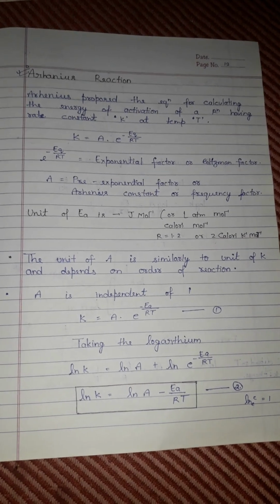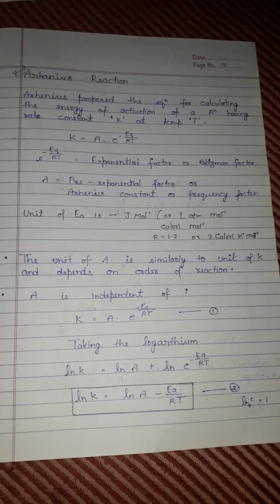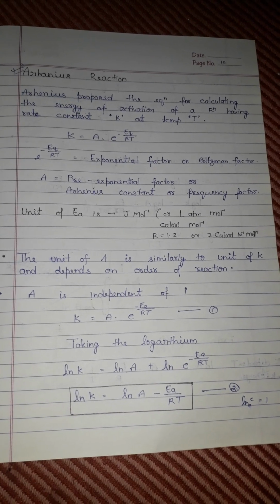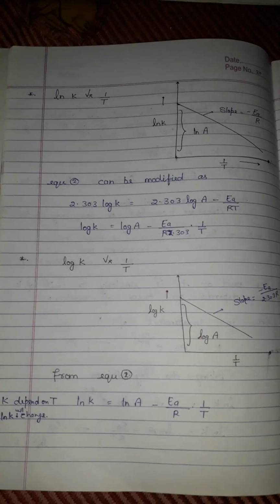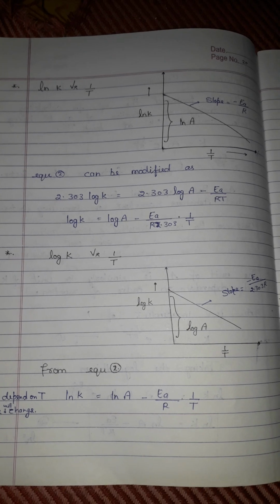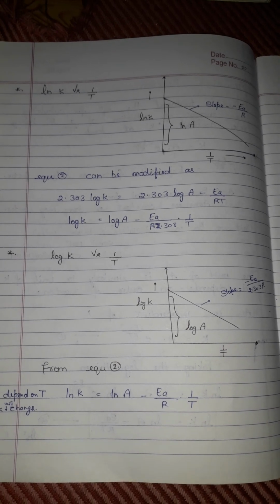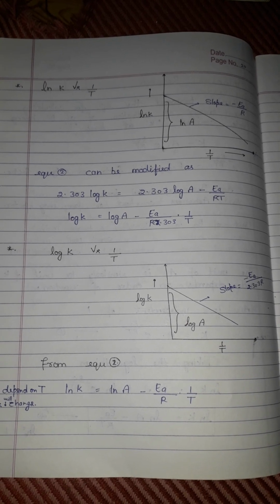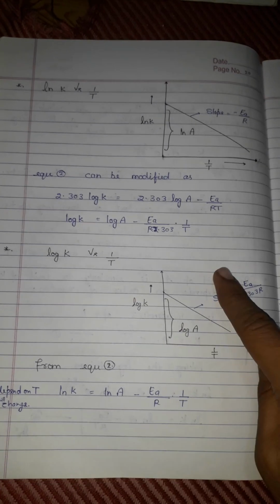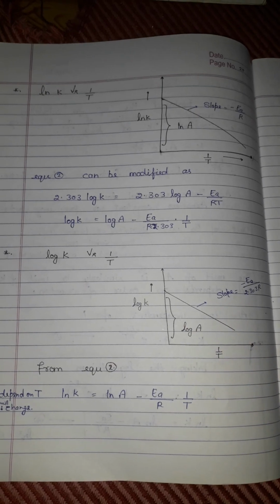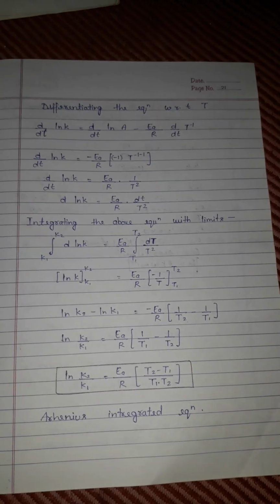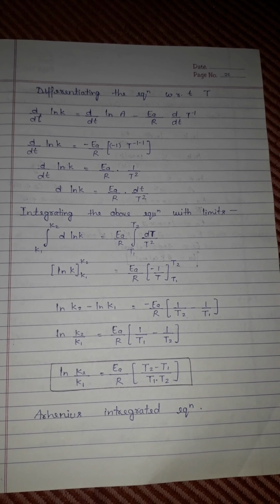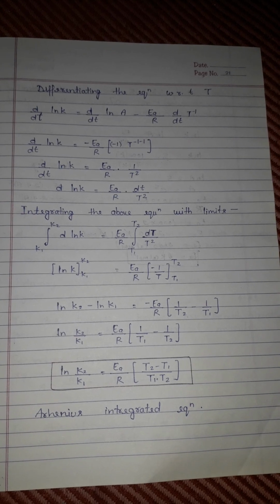Taking logarithm of this equation, finally we get ln K is equal to ln A minus Ea upon RT. This is a graph between ln K versus 1 upon T, and this is a graph between log K versus 1 upon T. The slope is equal to minus Ea upon 2.303 R. Now differentiating the equation with respect to T, and finally we get d ln K upon dT is equal to Ea upon R into 1 upon T square.